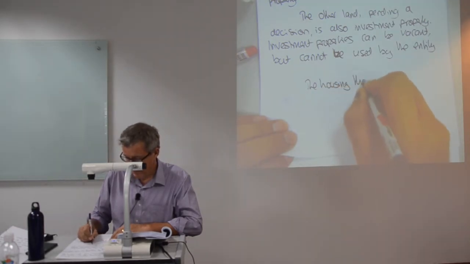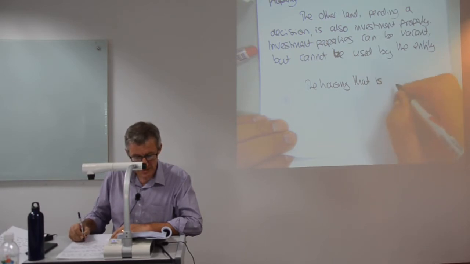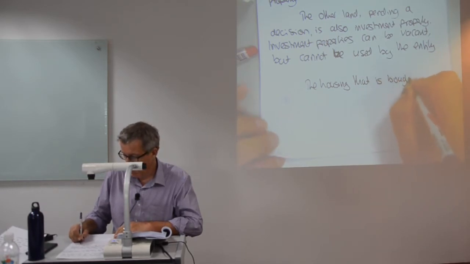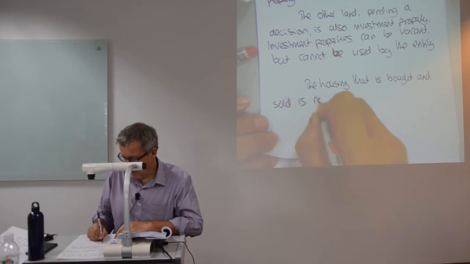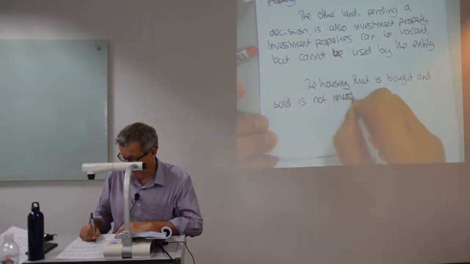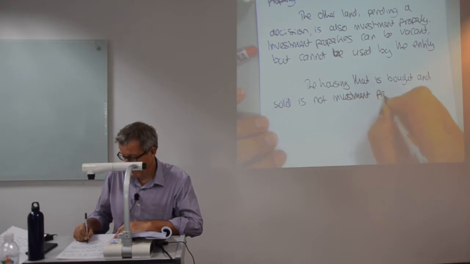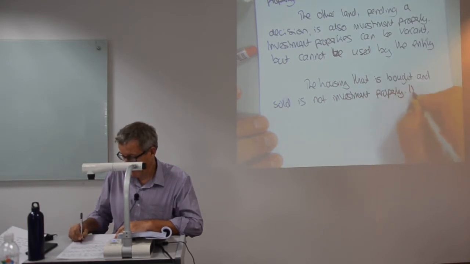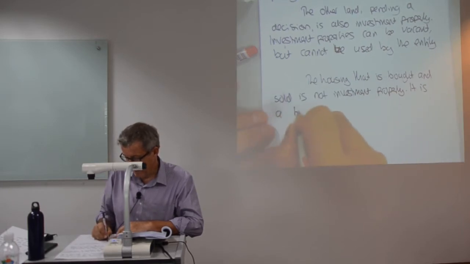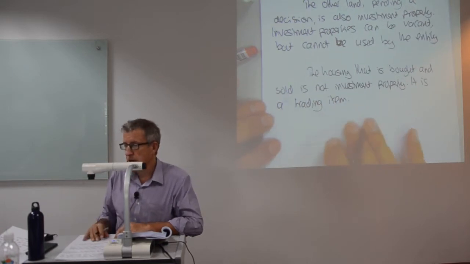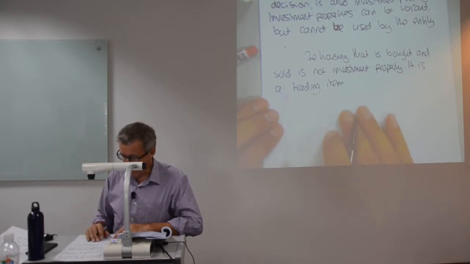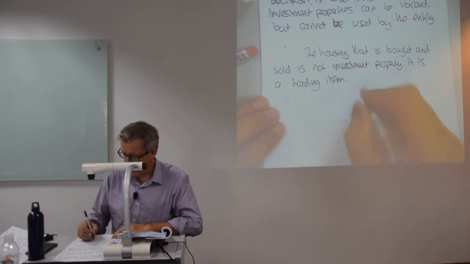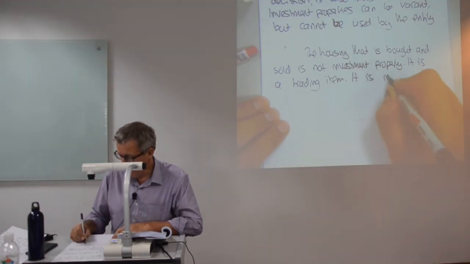Housing that is bought and sold is not investment property. It is a trading item. You've not bought it for capital appreciation or rental income, you've bought it to turn a buck. You've bought it to just sell on. The housing that is bought and sold is not investment property, it is a trading item, it is inventory.